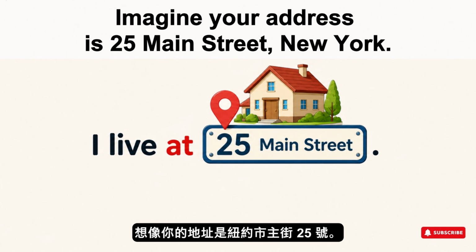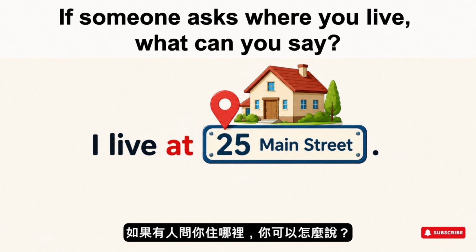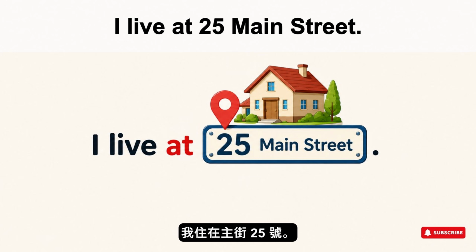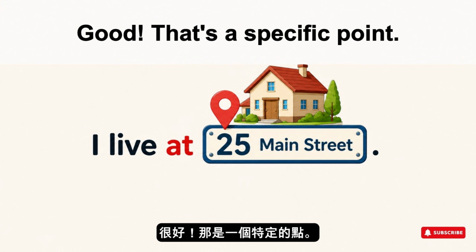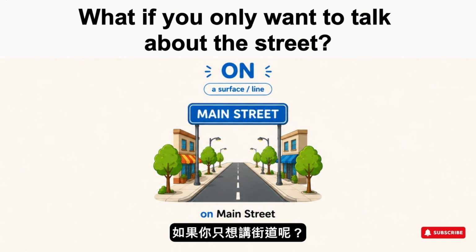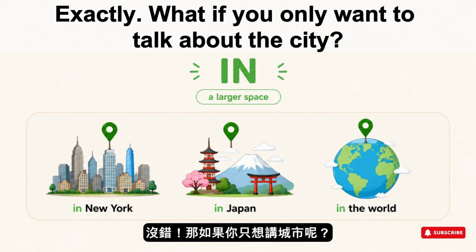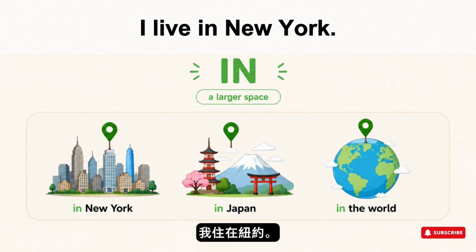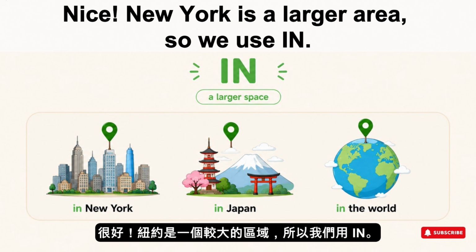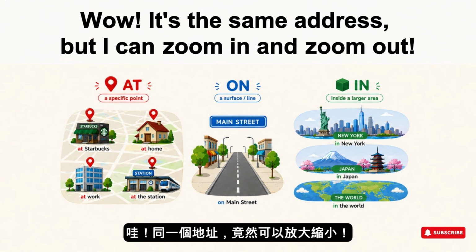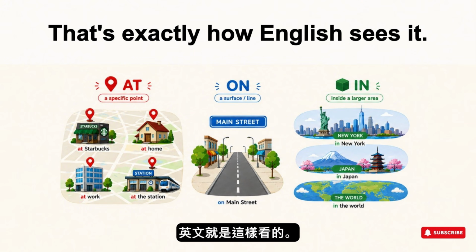Imagine your address is 25 Main Street, New York. If someone asks where you live, what can you say? I live at 25 Main Street. Good. That's a specific point. What if you only want to talk about the street? I live on Main Street. Exactly. What if you only want to talk about the city? I live in New York. Nice. New York is a larger area, so we use in. Wow, it's the same address, but I can zoom in and zoom out. That's exactly how English sees it.